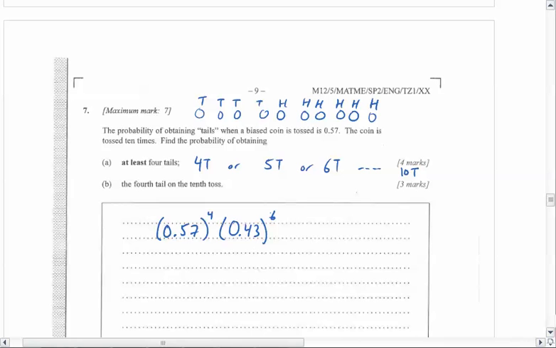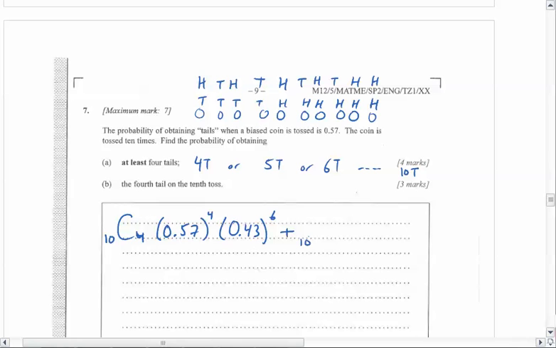And the other trouble is that it might not be tail, tail, tail, tail, head, head, head, head. It could be head, tail, head, tail, head, tail, head, tail, and then the rest heads. So the order matters. Out of all 10, I want to choose 4 of them to be tails. That's how many ways I can get exactly 4 tails.